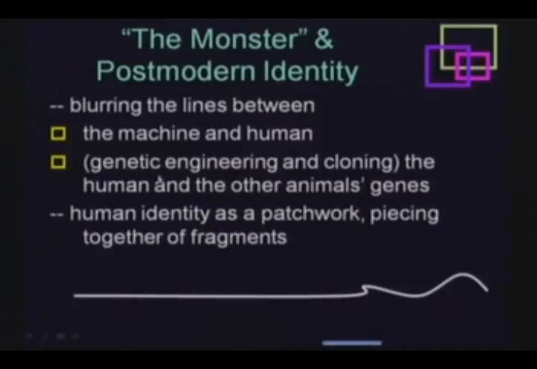Okay, also with genetic engineering and cloning, sometimes you can be eating something which is not what you thought it was. Like corn can be produced with some other genes, or soybean, 黄豆, can be produced with maybe a rat's gene or something else. Okay, so human and other animals' genes are mixed and put together in different ways, and human identity in this way can be a patchwork.